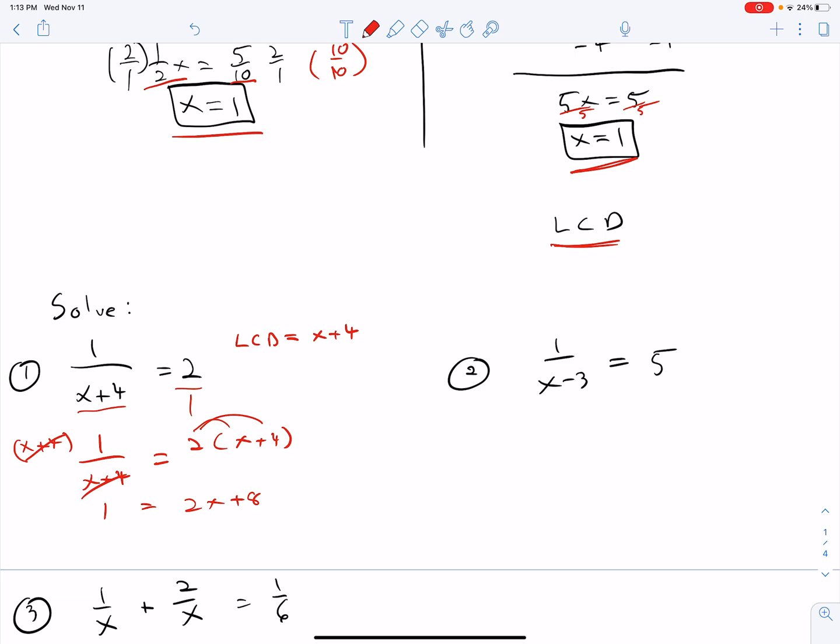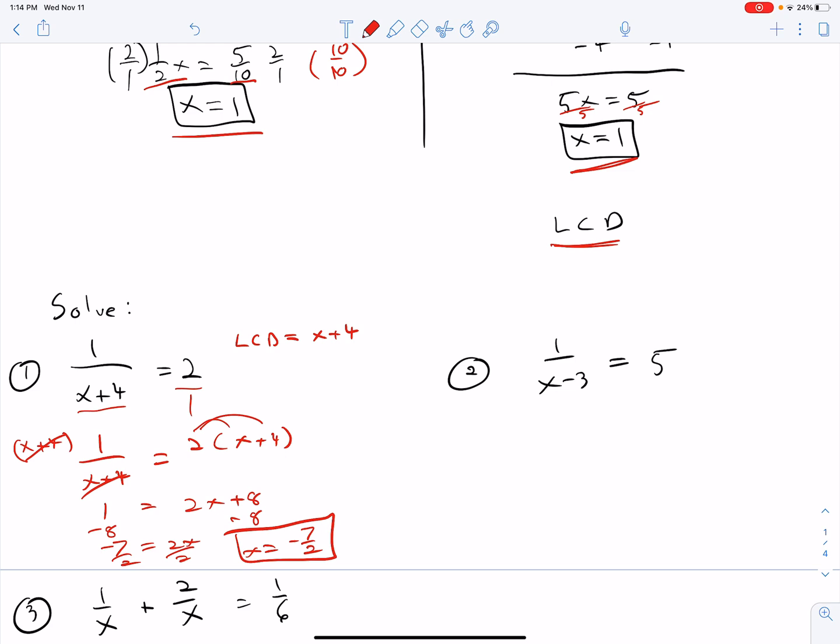At this point, these are equations that we've seen dozens, hundreds, thousands of times. All we need to do is subtract 8 from both sides. That leaves negative 7 equals 2x. Divide both sides by 2. X is going to equal negative 7 halves.